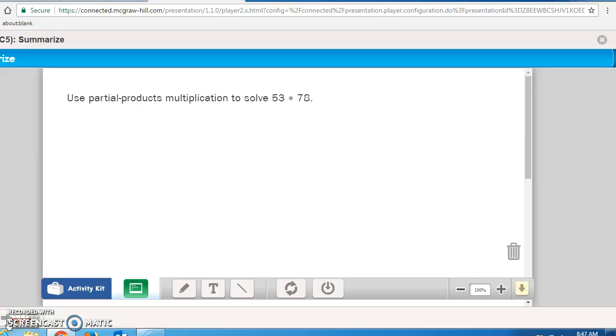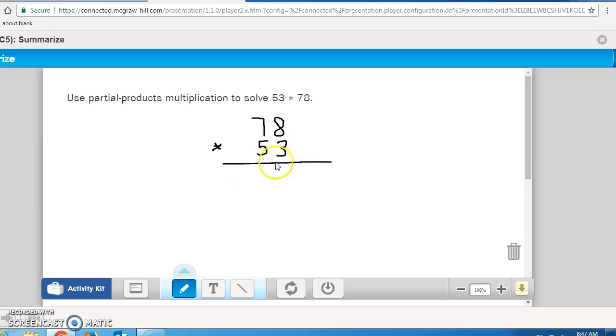Using partial products multiplication to solve 53 times 78. Whenever I see a multiplication problem, I always like to put the larger number on top. So I will put 78, and then I will multiply by 53. So remember, first I multiply the tens spot. This is 53 and 78. So 50 times 70. 5 times 7 is 35. And I add 2 zeros because there was a 0 behind the 50 and a 0 behind the 70.